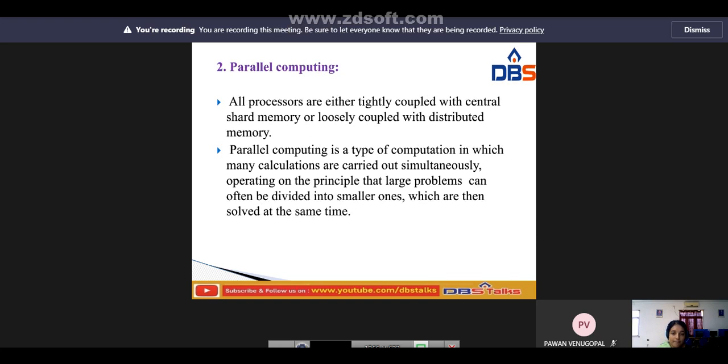Next, coming to parallel computing. So what is meant by parallel computing? In parallel computing, all processors are either tightly coupled with a centralized shared memory or loosely coupled with distributed memory. A computer system capable of parallel computing is commonly known as a parallel processor. Programs running in parallel computers are called parallel programs. So this is called parallel computing.